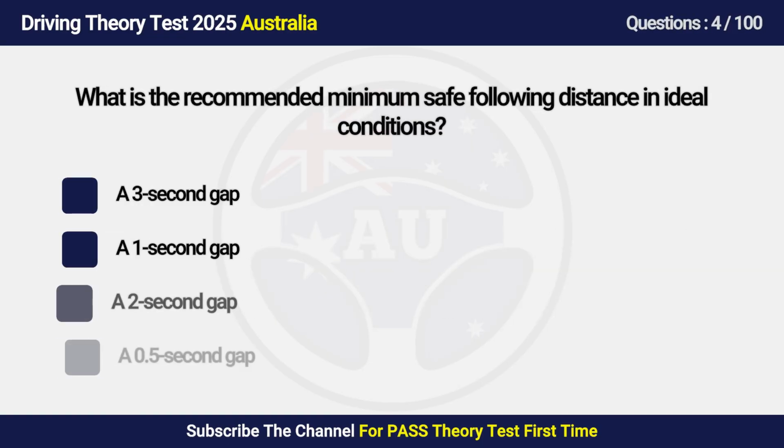Question 4. What is the recommended minimum safe following distance in ideal conditions? A. gap. B. gap. C. gap. D. gap.